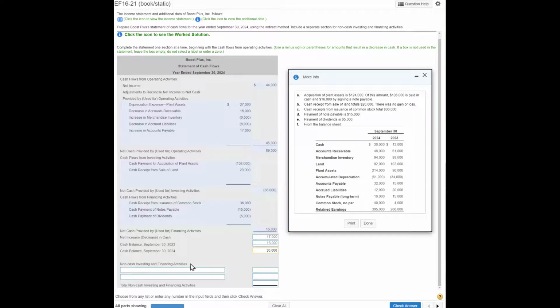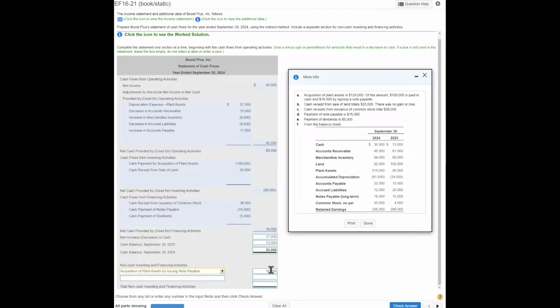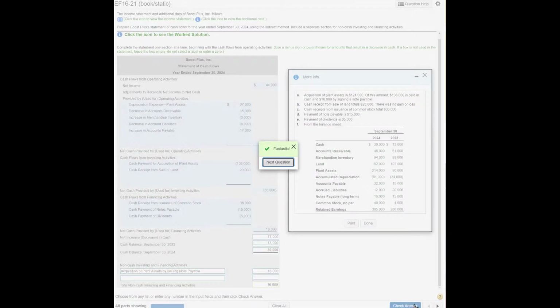And then we've got the non-cash investing and financing section. We have one item that goes in there. Hopefully you remembered this. We had the $16,000, and we acquired plant assets by signing a note payable. So leave this as a positive because cash is neither going up nor down, and we're going to say acquisition of plant assets by issuing a note payable. And then the balance is the same as this. And that's it. That's how you do a complete statement of cash flows.